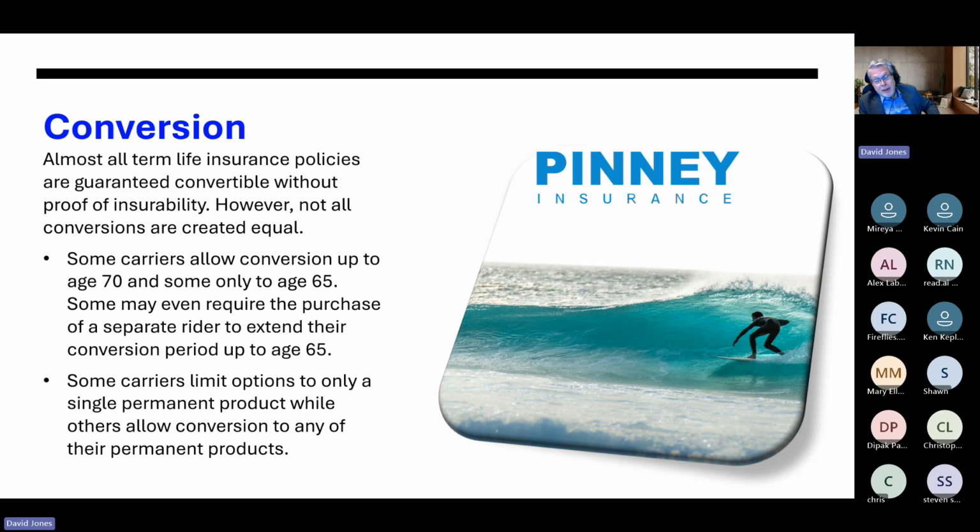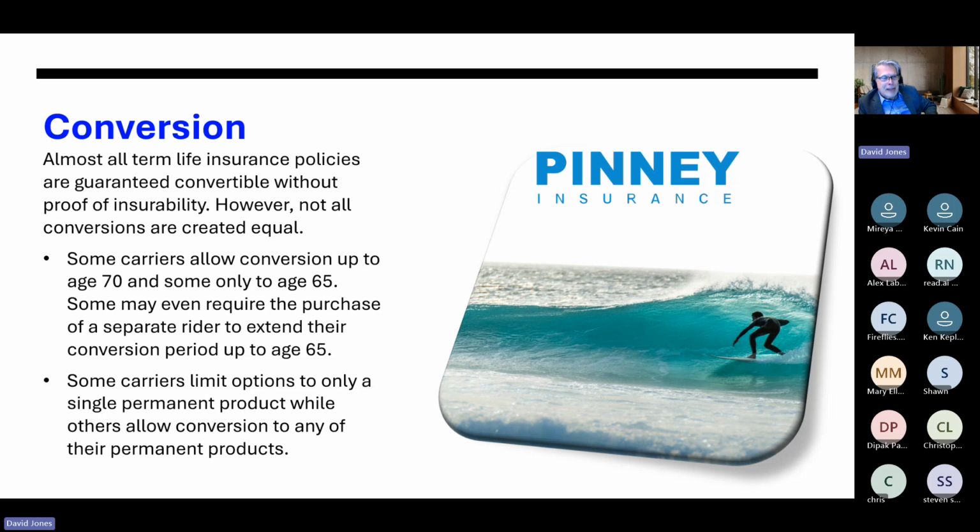That's fairly rare, but if it's there, you want to be aware of it because that policy might not be convertible the entire term or to the end of the term or to age 65. It might only be like 15 years, and you have to purchase the extension rider to bring it to the normal 65 years where most of them already have that. And some carriers limit the options to only a single permanent product that you're allowed to convert to, while others allow conversions to any of their permanent products.